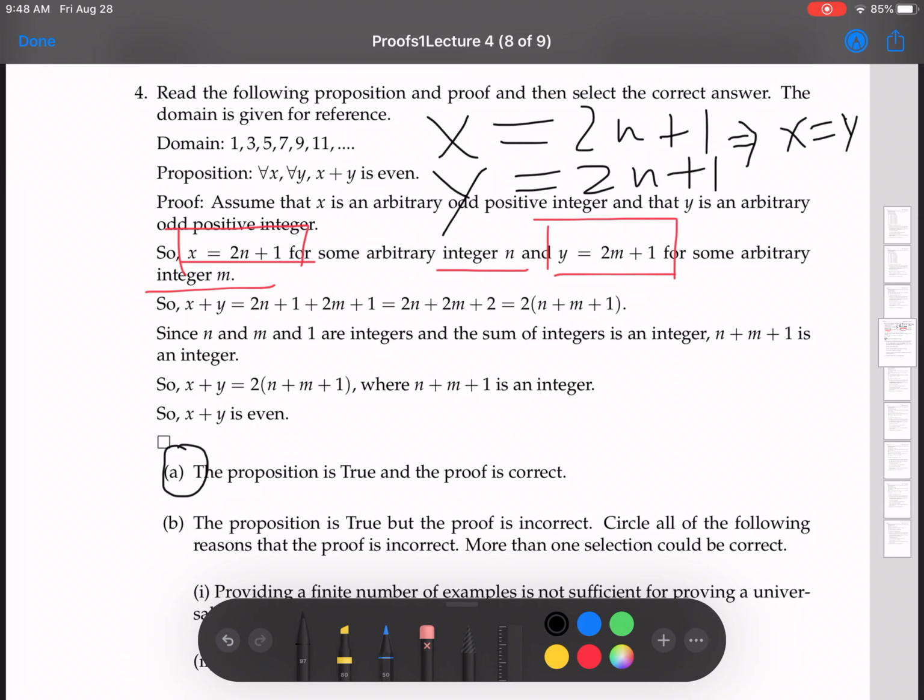We're saying that when you add two odd positive integers that aren't even the same, you get an even, right? So it's too specific to use the same variable n for both of them. So it's very important that we use different variables there. So 2m plus 1, 2n plus 1. Okay.